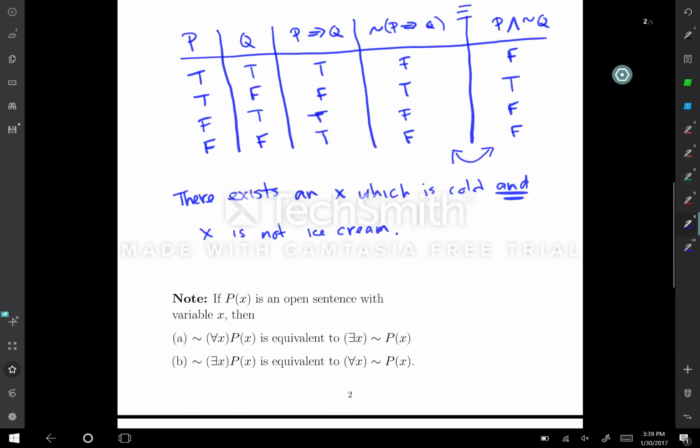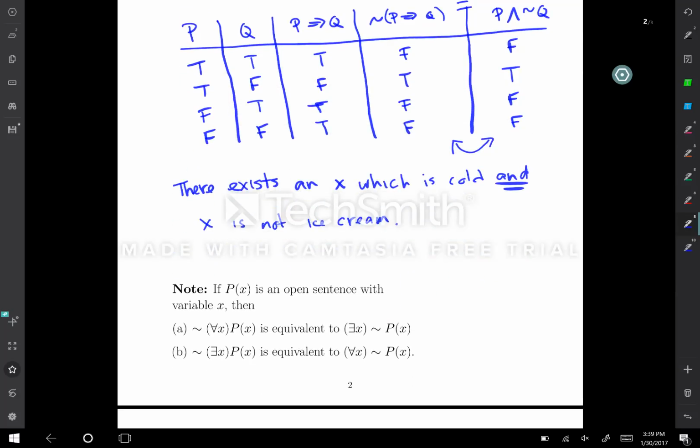So again, recapping, if P of X is an open sentence with variable X, then the negation of a for all X, P of X, is equivalent to there exists an X such that not P of X, and the negation of there exists X such that P of X is equivalent to for all X such that not P of X.